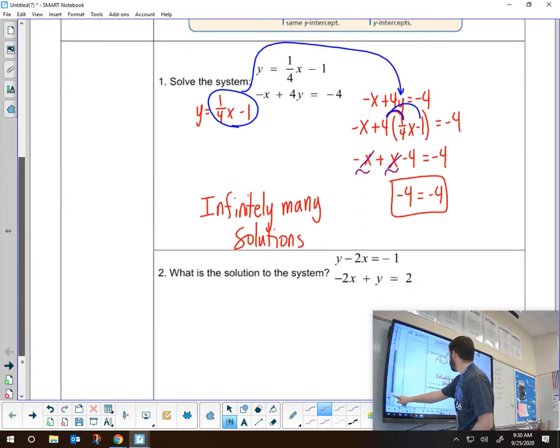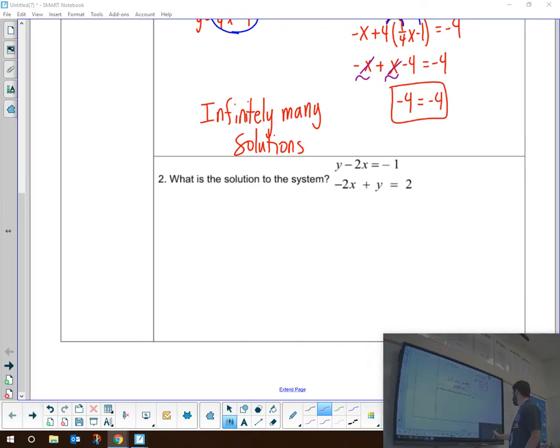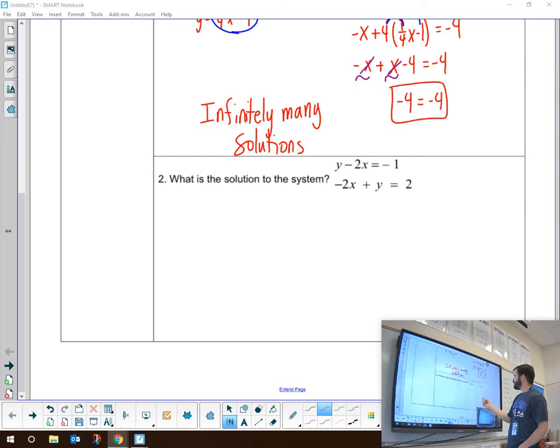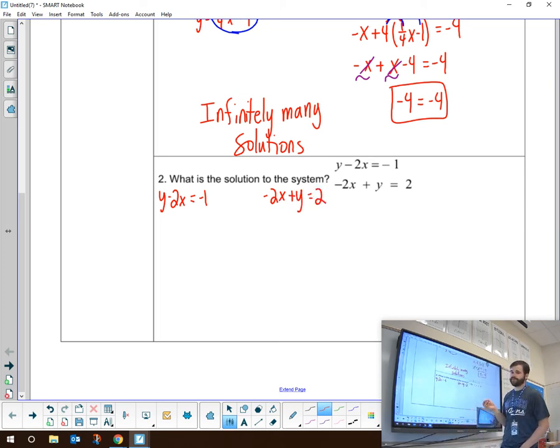Let's take a look here at number 2. So number 2, we're going to start off by rewriting my equations beside each other. So I'm going to go y minus 2x equals -1 over here, and then I'm going to write -2x plus y equals 2 over here. So, first step, I want to solve for one of my y values and substitute it into the other side.